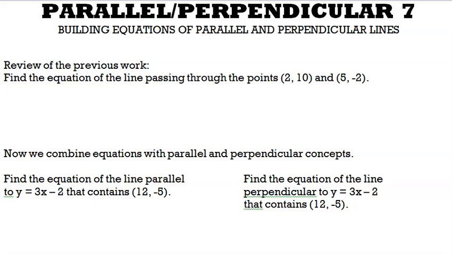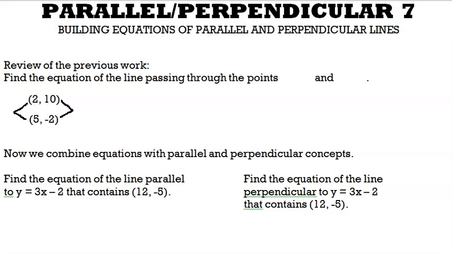Find the equation of the line passing through the points (2, 10) and (5, -2). Now, if you want to know the equation of a line that passes through 2 points, you've got to start with knowing what the slope is. Now, you know that I don't do slope the normal way if you've been paying attention to previous lessons. I just count, and then I do rise over run.